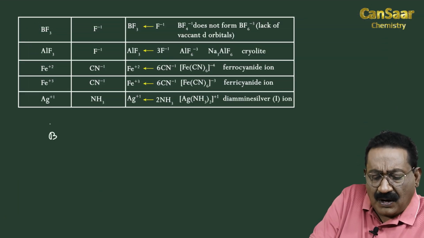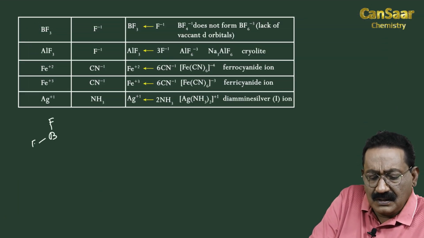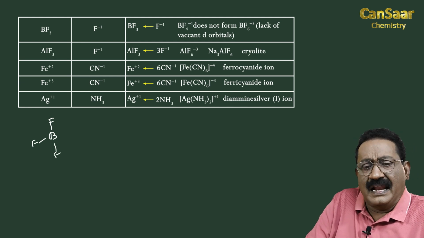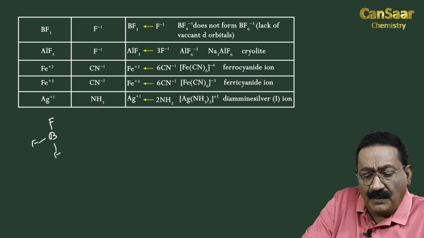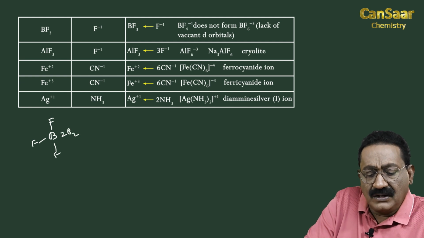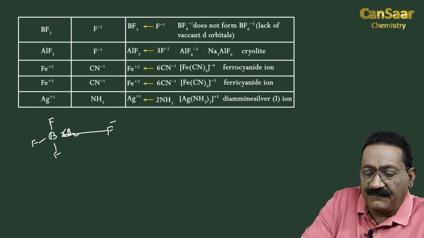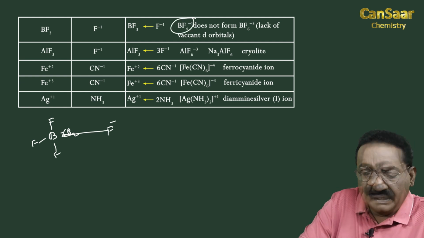In BF3 molecule, boron has 3 valence electrons, 3 bonds it has formed, it has a vacant 2pz orbital, and the fluoride ion donates a lone pair, so BF4- is formed.